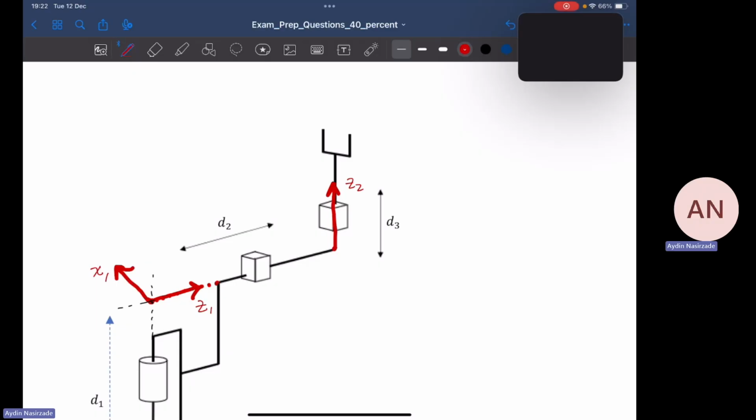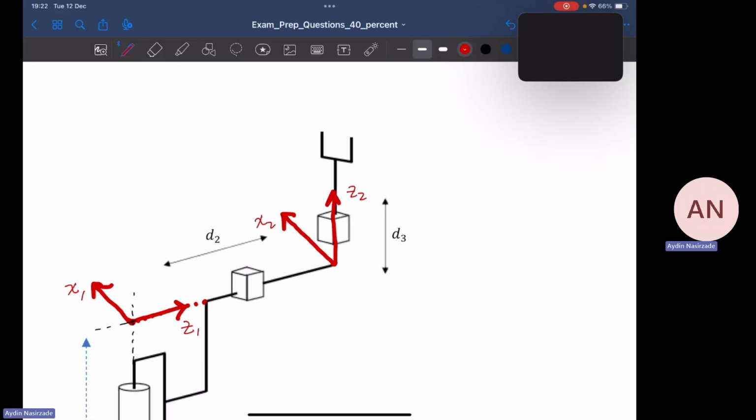What about x2? x2 should be perpendicular to both z2 and z1, and at the same time, it should intersect the z1 axis. So obviously, it's going to be something parallel to x1. Now this is x2. That is it. And finally, for the end effector, we are copying the last z axis. So z3 will be what z2 is.